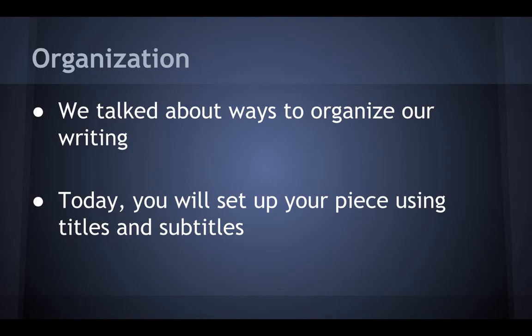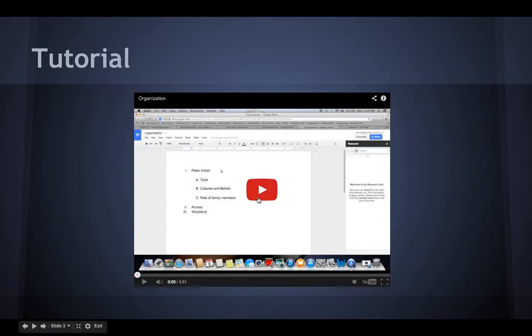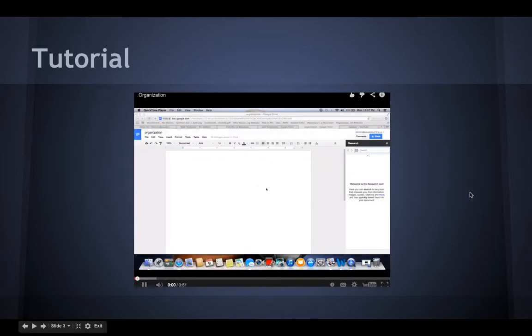Today, you'll be setting up your piece using titles and subtitles to help in your organization to make it easier for you to write. The first thing that I'm going to talk to you about is going to be the organization of your piece. So the first thing that I would do is think about some of the subtitles and titles that I'd like to create. This is going to be based upon whether you chose to write by topic, by chronological order, or time order, or the third one, which is the importance.